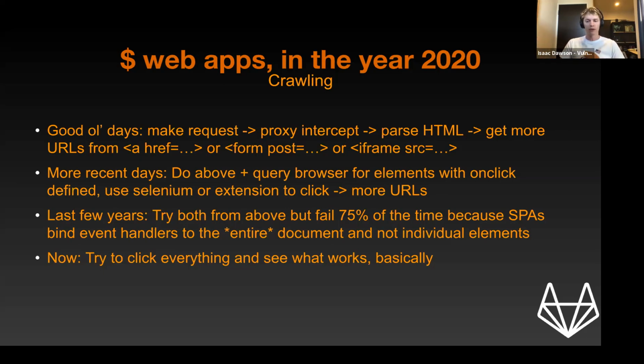And then the last few years, you've had a combination of both of these, but a lot of them fail because single page applications no longer bind event handlers to just these individual elements. They actually bind it to the entire document. They're doing document rewriting, so they have their own event handler built into their framework, and it's all different depending on the framework. So you can no longer load up a web page and then have all these nicely listed elements of which ones have onclick handlers on them. You have to actually understand the SPA framework to be able to really crawl it effectively. And so the solution most scanners take these days is literally just try to click everything and see what works, and then go from there.